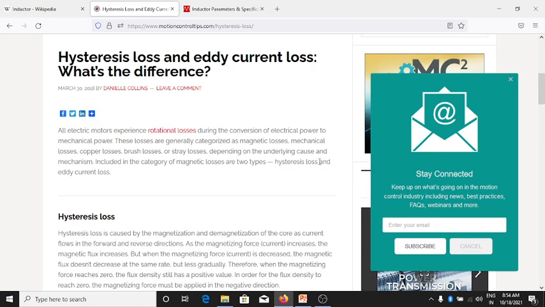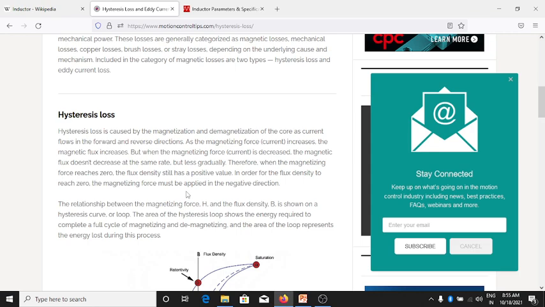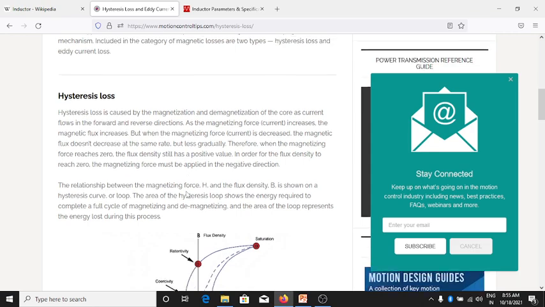Here is the hysteresis loss and eddy current loss. What is the difference there? Okay. All electric motors experience rotational losses during the conversion of electric power to mechanical power. These losses are generally categorized as magnetic losses, mechanical losses, copper losses, brush losses, or stray losses, depending on underlying causes and mechanism. Included in the category of magnetic losses are two types: hysteresis loss and eddy current loss.